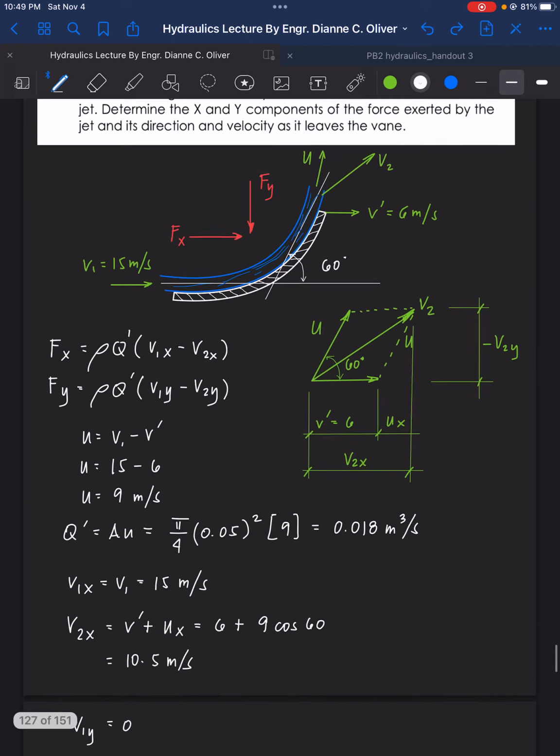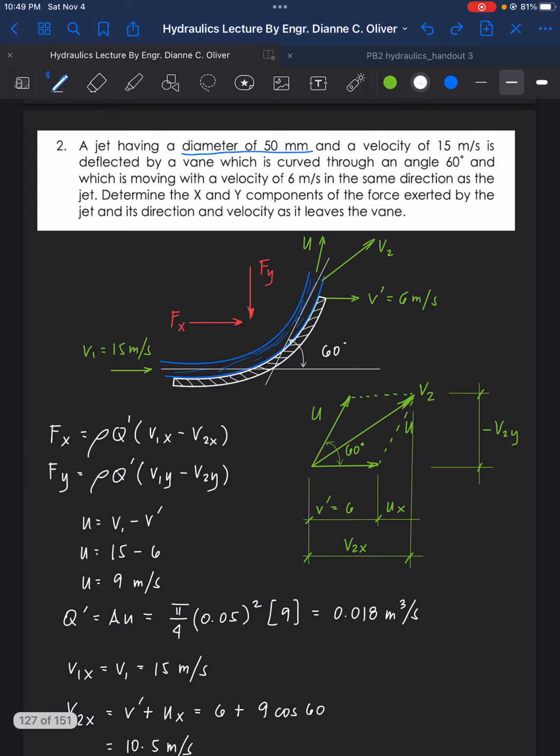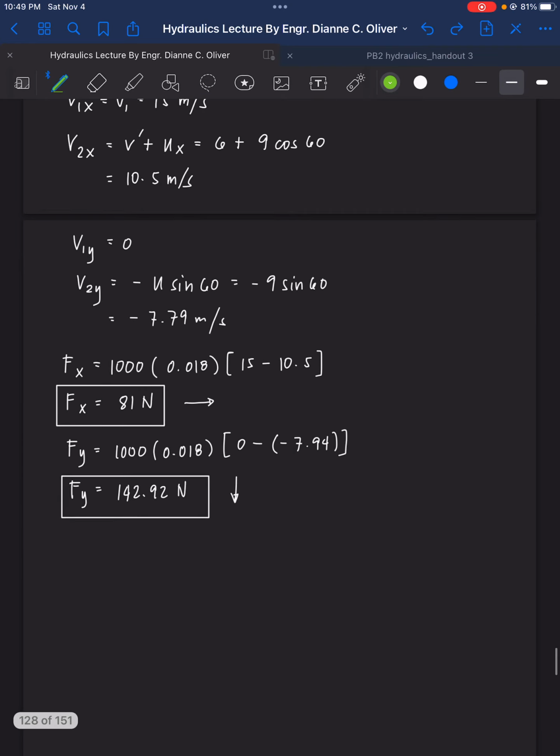So it's looking also for the velocity, the velocity as it leaves the beam. So V2. We forgot the V2. Since we already got the V1, V2x and V2y, V2 is equal to the square root of V2x squared plus V2y squared.